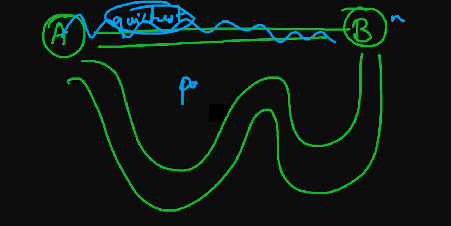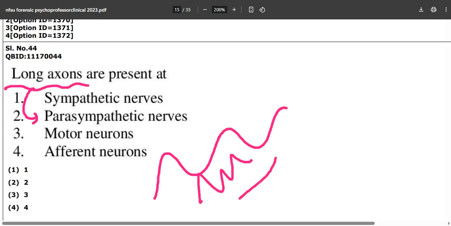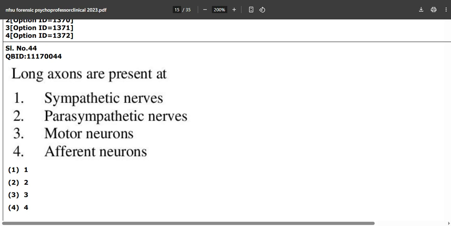Your parasympathetic is activated. And that is why long axons are present at the parasympathetic nerves, because the signal can go slow. Obviously it will be fast, but it can reach longer distances. So what is the correct answer? It is the parasympathetic nerves.